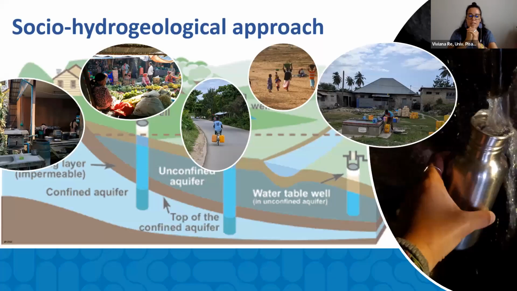If we start seeing groundwater with the lenses of sociohydrogeology, other questions may arise when you ask, where does this water come from? We may ask, for example, who collected this water, where it was collected, where the water will be used, how many people will depend on this water, what their relationships are, and who manages it.